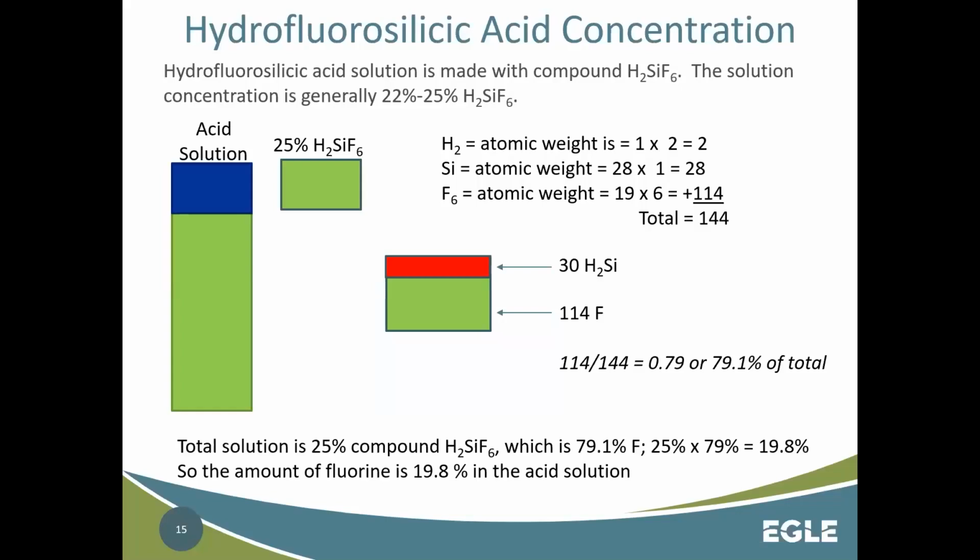So the total solution delivered to your plant is 25% of the compound. And then if we want to get to just the pure fluorine ion, we multiply that 25% by the 79% to get 19.8% pure fluorine ion in that acid solution. So if you see that number, the 19.8%, in our calculations, you can go back to this slide to understand where it came from.